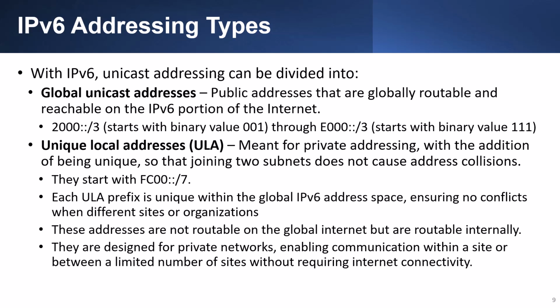Unique local addresses, or ULA, are meant for private addresses with the addition of being unique so that joining two subnets does not cause address collisions. They start with FC00::/7. Each ULA prefix is unique within the global IPv6 address space, ensuring no conflicts between different sites or organizations. These addresses are not routable on the global internet, but are routable internally. They're designed for private networks, enabling communications within a site or between a limited number of sites without requiring internet connectivity.